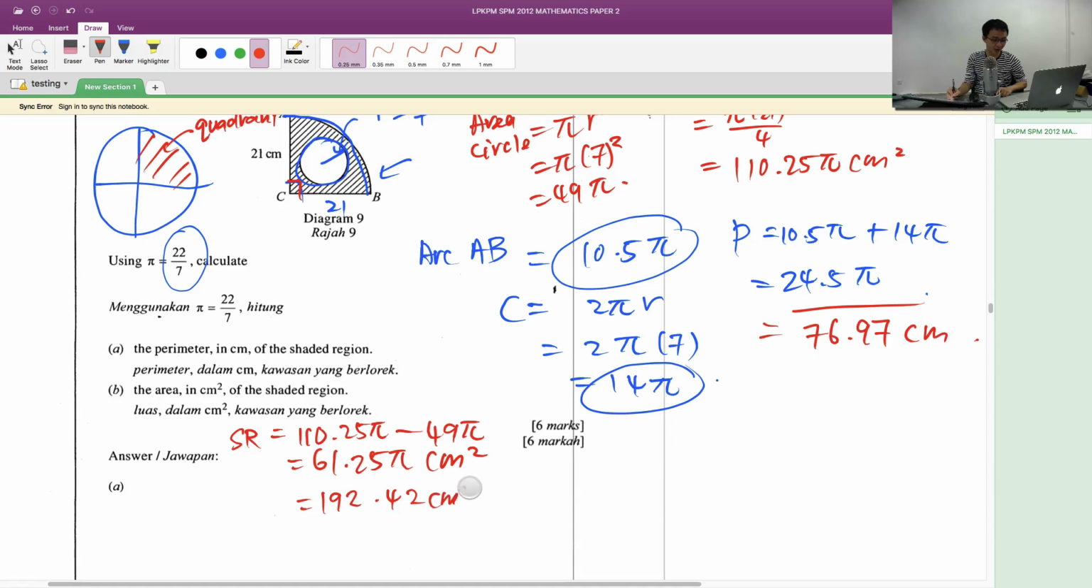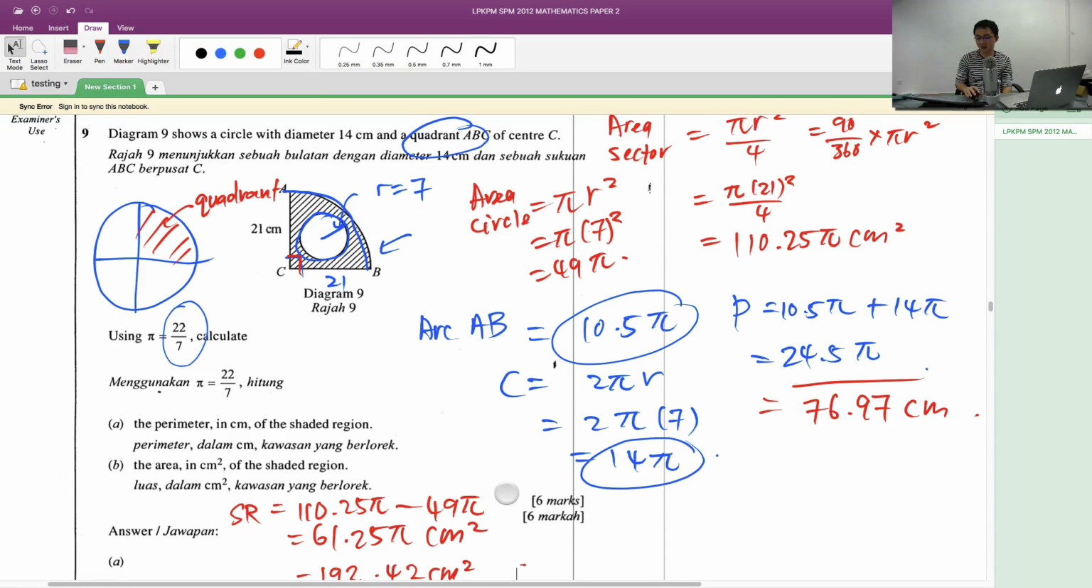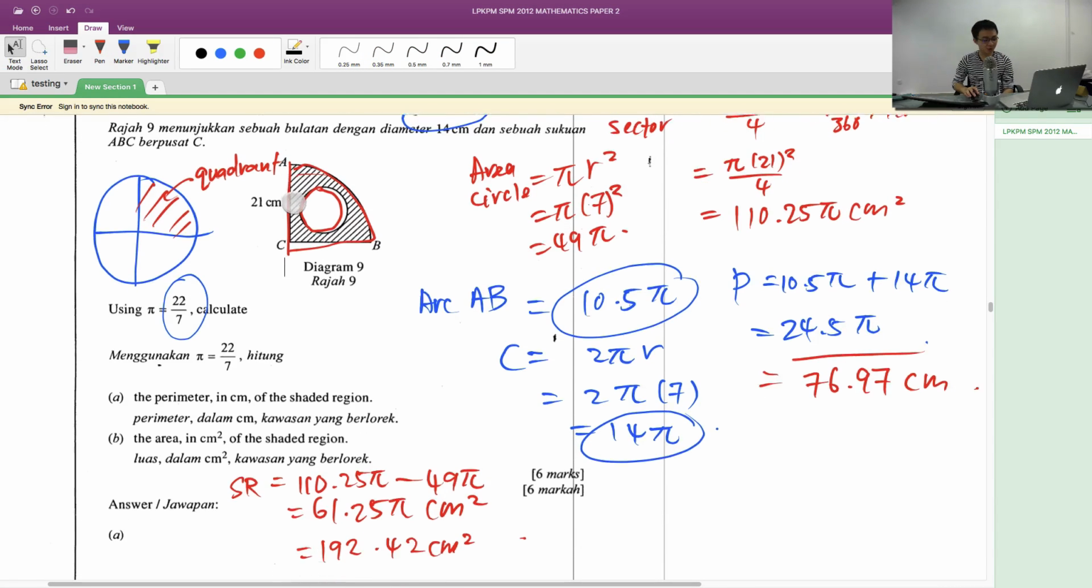So you will get 192.42 centimeters square. Is it that we need to calculate the perimeter of the circle because the circle is not shaded? Yes, you are right. Basically, we will need to calculate the circle. You just recognize in the whole diagram which part is the shaded region. The shaded region is everything shaded with the black ink, isn't it? So the perimeter of the red object here is considered perimeter, and here is all considered perimeter. I hope I answered your question.